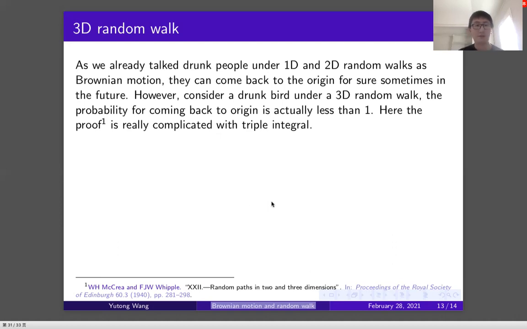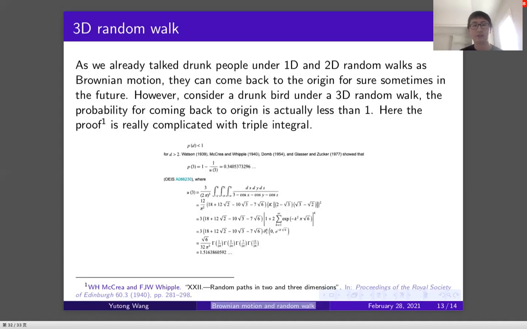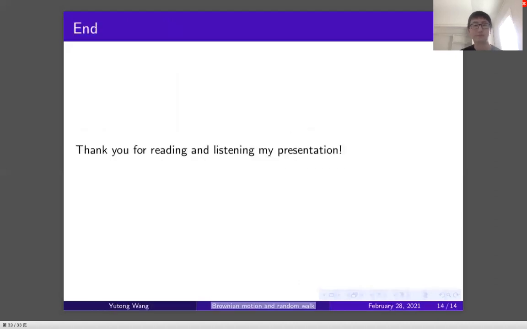So here is a proof, but it's really complicated. I just took it from the professors' proof, and it is very complicated. They use a triple integral and a lot of algebra.